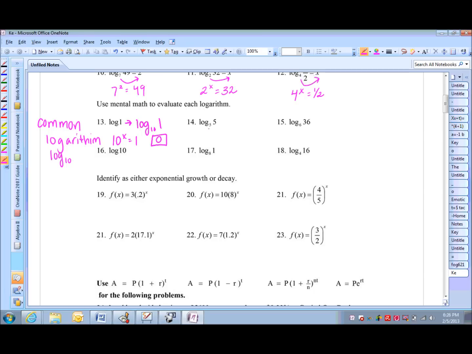Okay? In problem 4, it's the same situation. We have to look at what we could raise our base to, which here is 5, to give us 5. So 5 raised to the first power gives us 5. So log base 5 of 5 is equal to 1.